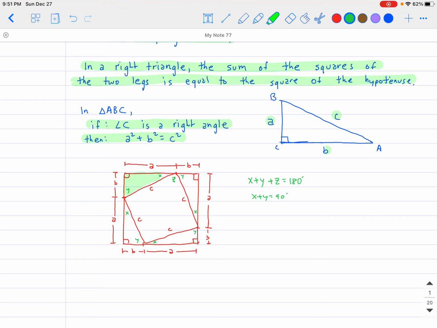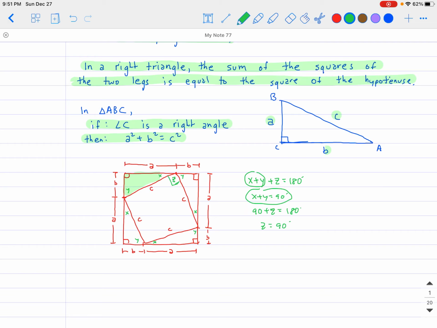So that's why X plus Y is equal to 90, because they're complementary to each other. So if I take this right here and make a substitution into here, then that means that 90 plus Z is equal to 180 degrees. So therefore that angle Z inside is equal to 90 degrees.